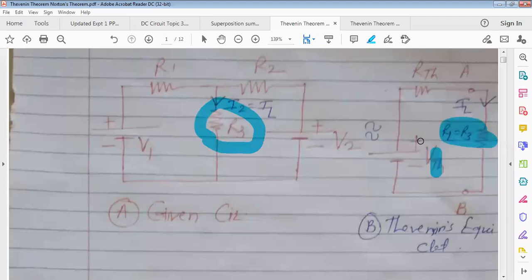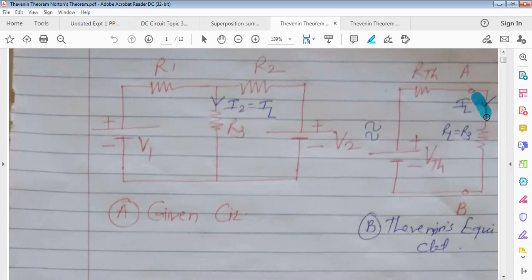Now VTH you have to find out, RTH you have to find out using this theorem. Follow the steps given in this theorem that will be explained to you. Now suppose you got the value of VTH, RTH and RL. What will be the formula of IL here? In this circuit, IL is equal to what? In Thevenin's equivalent circuit?